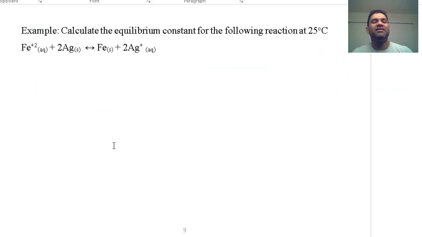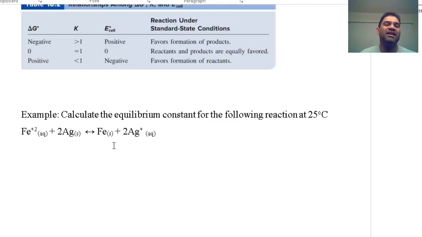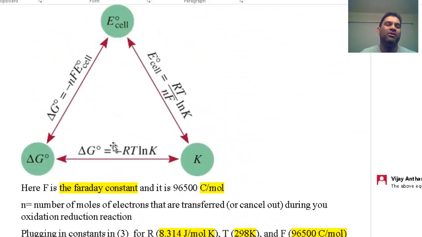Let's do another example here. Calculate the equilibrium constant for this reaction at 25 degrees. The first thing we want to do is consult our table here, or this triangle. If you know two, you can calculate the other in the green circle. The way I'll approach this problem is I'll calculate E cell, and then from E cell I should be able to calculate natural log of K. From natural log of K I can get K.